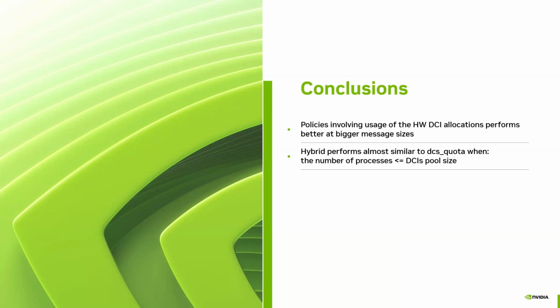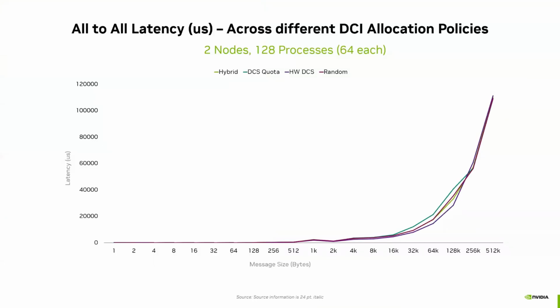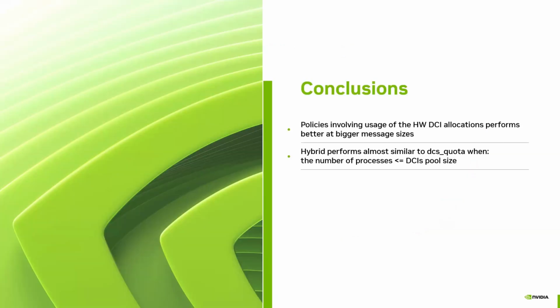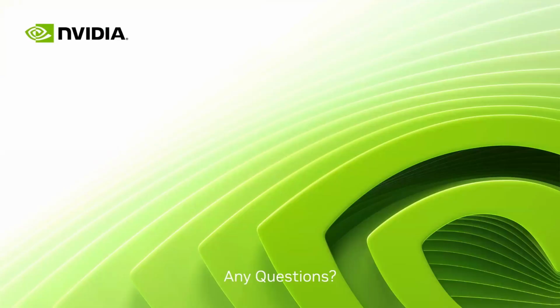Yeah, it looks like using hardware DCI somewhat helps at the bigger sizes. And in order to really see improvement by using hybrid, you really need to push the system to its bounds. And that's why I didn't use more than 2 nodes. And I think that's it. If you have any questions.